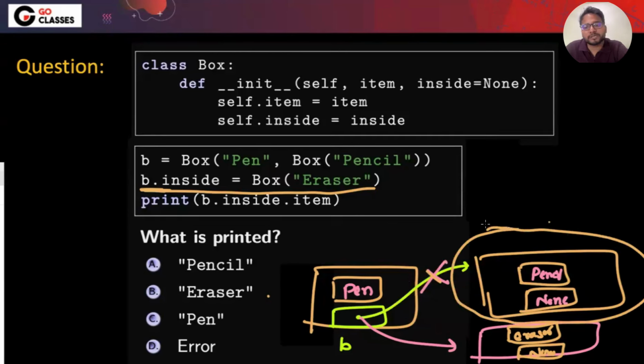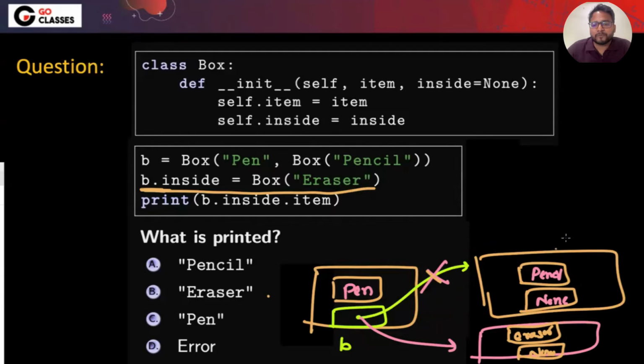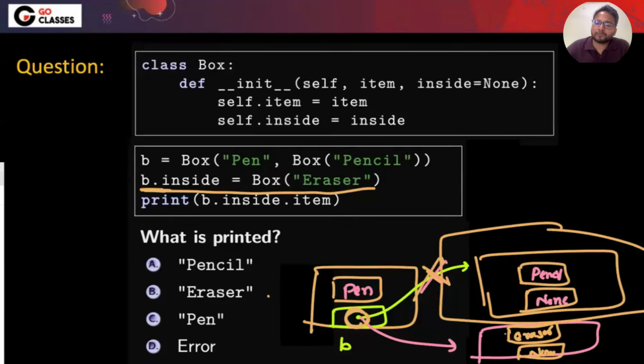Okay, so the Python garbage collector will be collecting it. Basically, this box is non-accessible. You cannot access this box after this line. The moment you modify b dot inside to be anything, you cannot access this box, because the only place using which I can access this box is this. Now, the moment I lose this connection, I cannot access this box anymore.